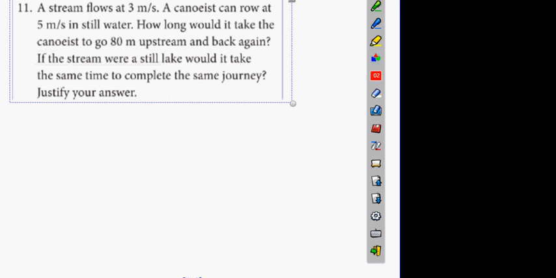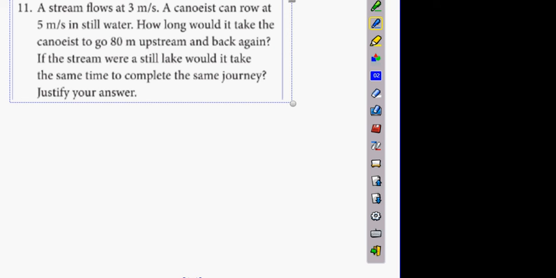Now, the stream flows at 3 meters per second. A canoe can row at 5 meters per second in still water. He's faster than the water, which means he has the ability to go straight across. How long would it take the canoe to go 80 meters upstream and then back again? If the stream were a still lake, would it take the same time to complete the same journey? Justify your answer.